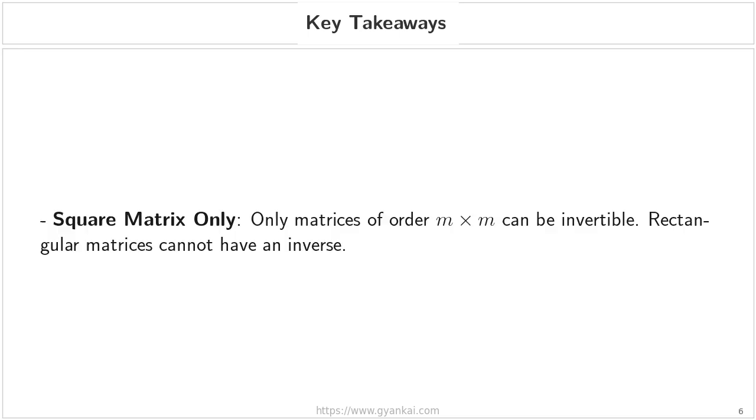Key takeaways. All right, let's wrap up everything we have discussed in this section by reviewing these key takeaways. First, let's revisit the most fundamental constraint we analyzed earlier. Only square matrices, those of order m by m, can be invertible. As we saw during our dimension analysis, rectangular matrices cannot have an inverse because the resulting products would have different dimensions, making it impossible for them to be equal.